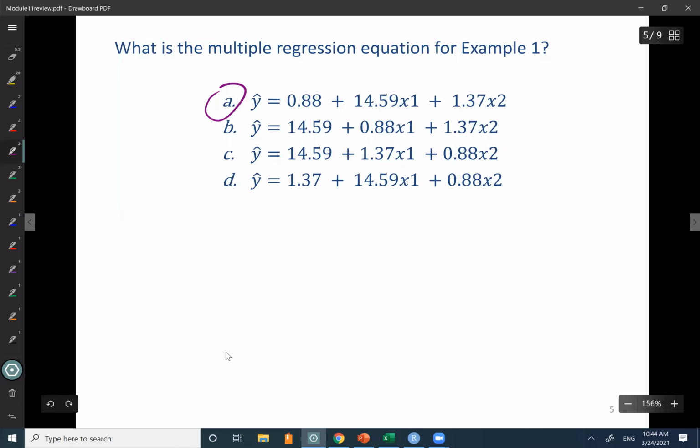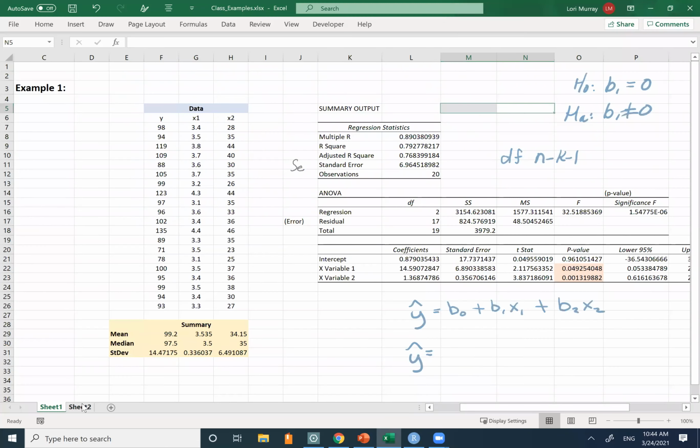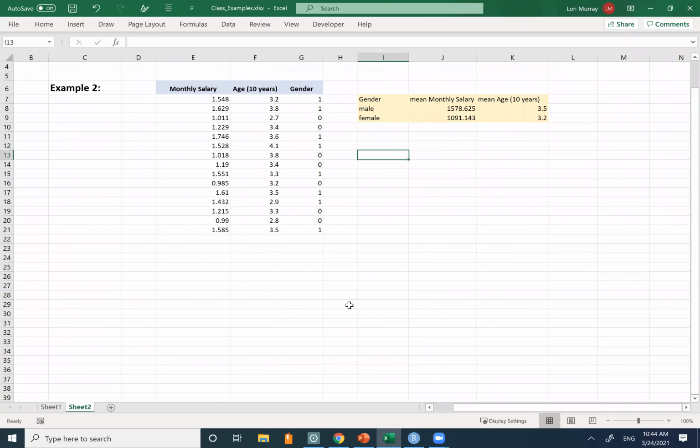All right. Moving on to our second and last example. This is gender discrimination. It's well known that males make more money than females on average, and we can investigate it using a multiple regression. But we have an interesting variable here. Gender is categorical, male and female.